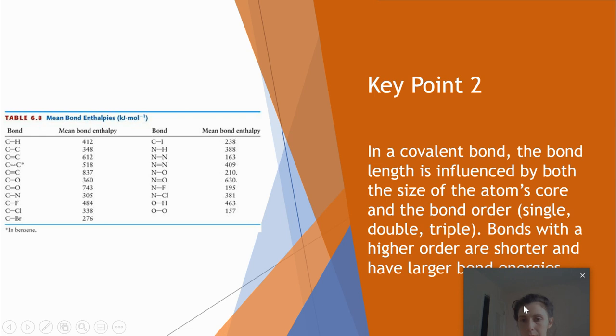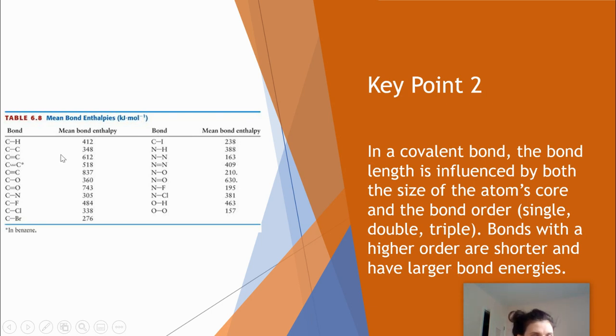Our second key point is that in a covalent bond, the bond length is influenced by both the size of the atom's core and the bond order, single, double, and triple. So when we talk about bond order, we're talking about, is it a single bond, is it a double bond, or is it a triple bond? Bonds with a higher order are shorter and have larger bond energy. So you can kind of see that here.